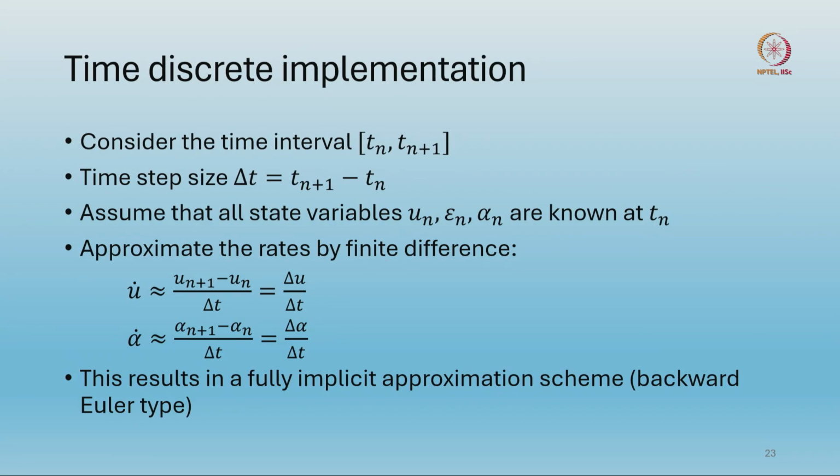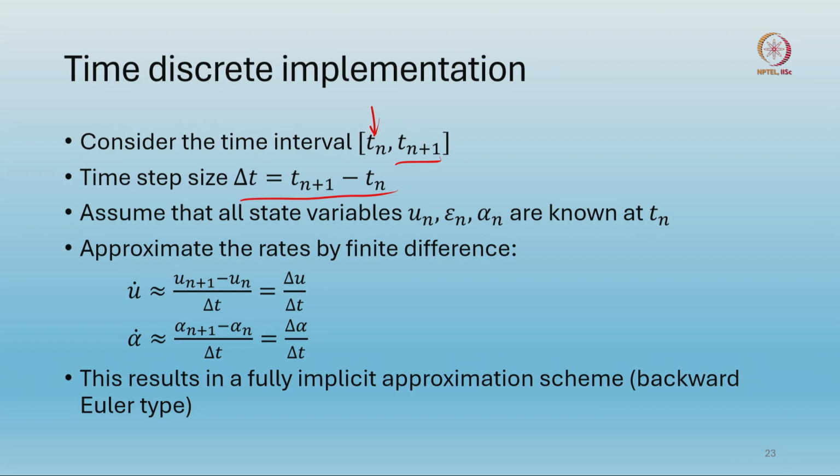Now we come to the actual implementation, which we will have to discuss. We will just give a short introduction to this and then stop it. We will actually discuss it in the next class. So what we will do in the time discrete implementation is that we discretize the time axis. So suppose that at Tn we know everything, at Tn plus 1, the next time instant, we need to determine our unknowns. Let us say the time step size is delta t.